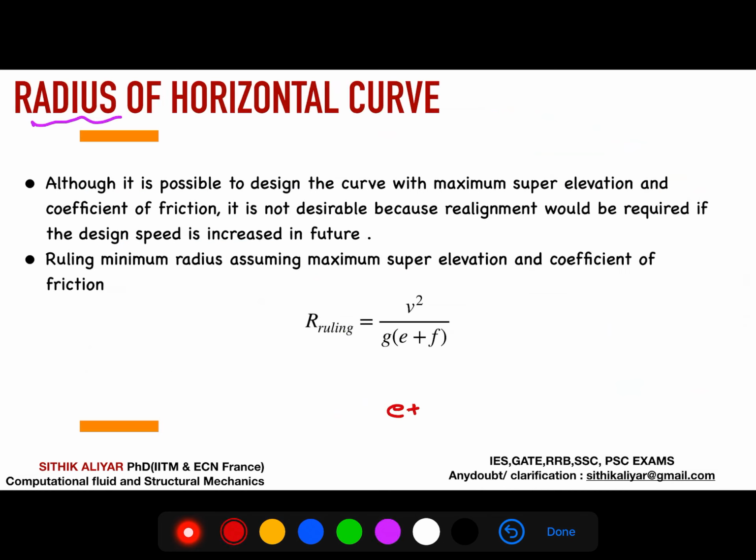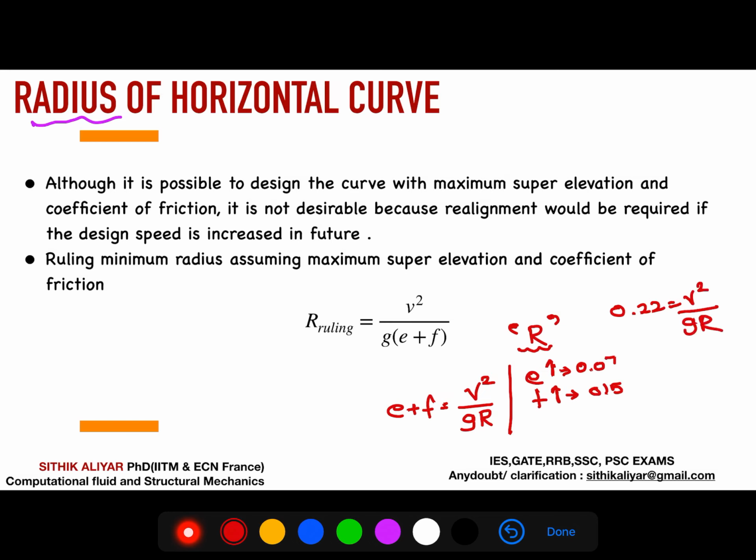Now e plus f equal to V square by gR. So if they are asking you to design the radius of the horizontal curve, now we have only this formula. We know the maximum super elevation can go is 0.07 and the maximum friction it can go is 0.15, right? So this will give you 0.22 is equal to V square by gR.